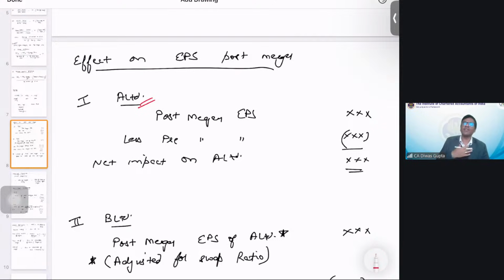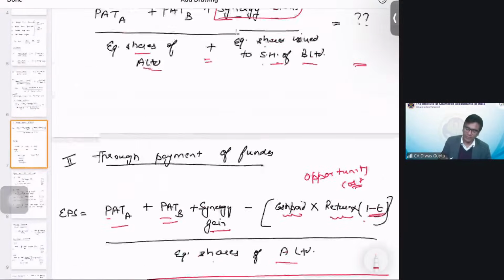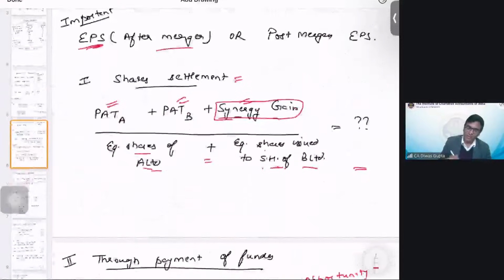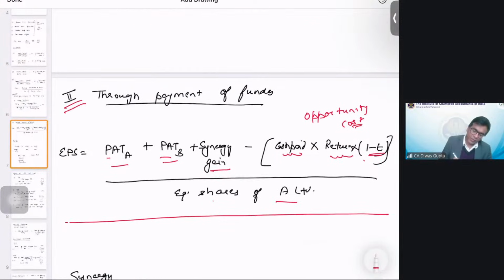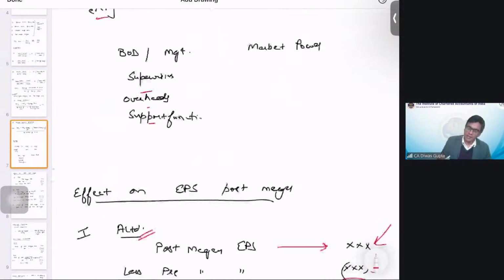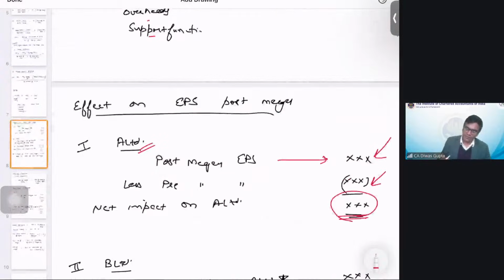So what we can do, if I want to compare impact on my share's EPS, then I can just compare my pre-merger EPS and post-merger EPS, and I can compute the impact, which is straightforward, right? What is my post-merger EPS and what is my pre-merger EPS? 1 is to 1, ratio remains same, and I can calculate the impact. Post-merger EPS, from where will you get it? You will get it from here, the ones that we have discussed here, right? In case of share settlement, this is the formula. In case of payment through funds, this is the formula. Clear? Then let's talk about B Limited's perspective.